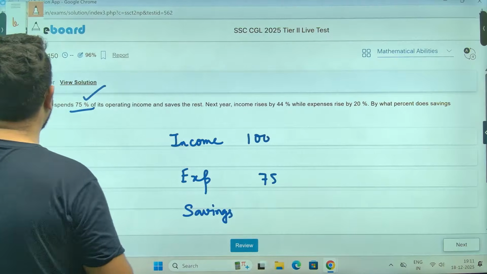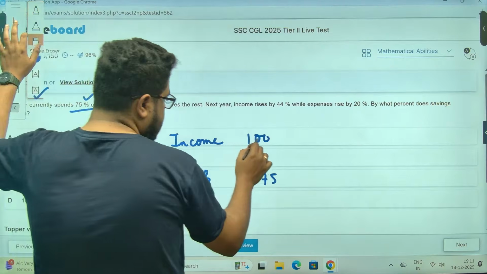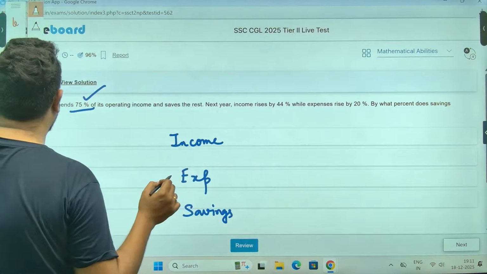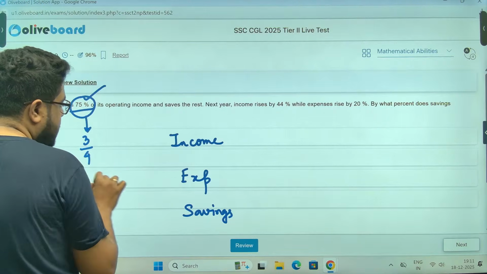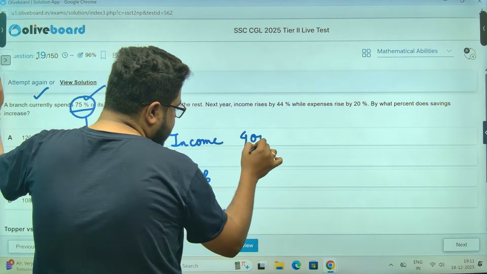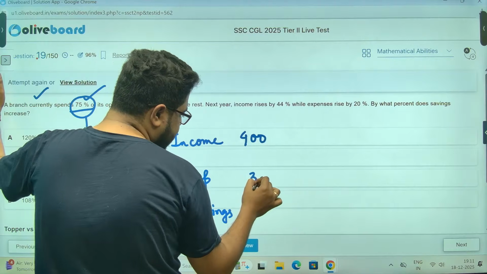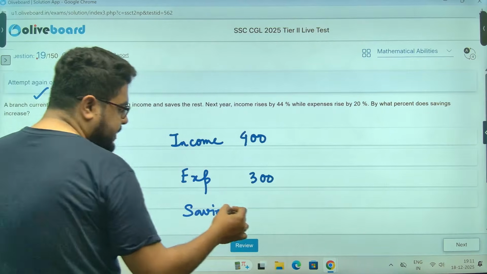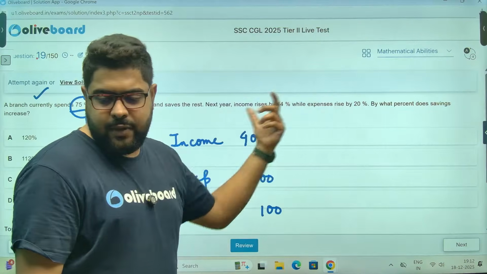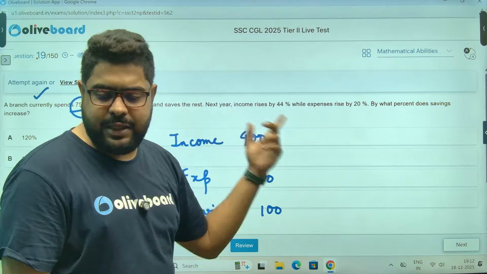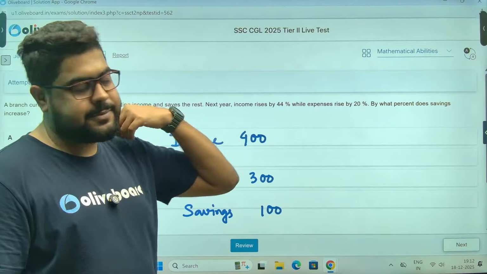Okay, let's do one thing. Let's assume a little cleverly. 75% means 3/4, so I'm taking income as 400 rupees. Expenditure is 300, which is 3/4 of this. So savings is 100 rupees. Why? Because I don't want to deal with any fractions. Everything I do will be integer.